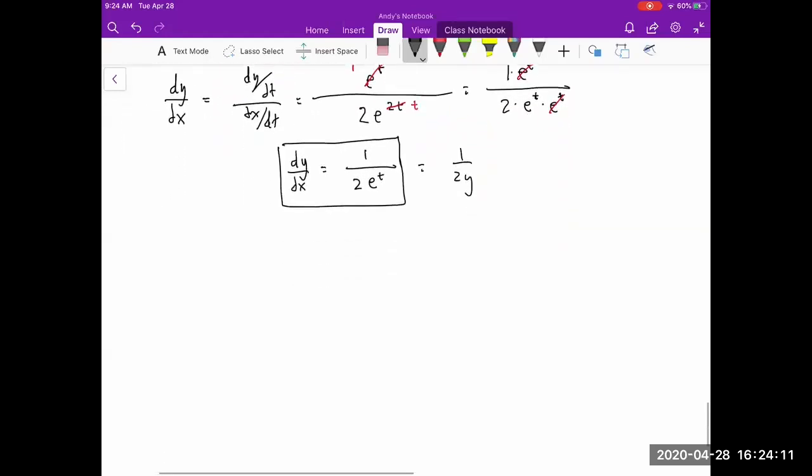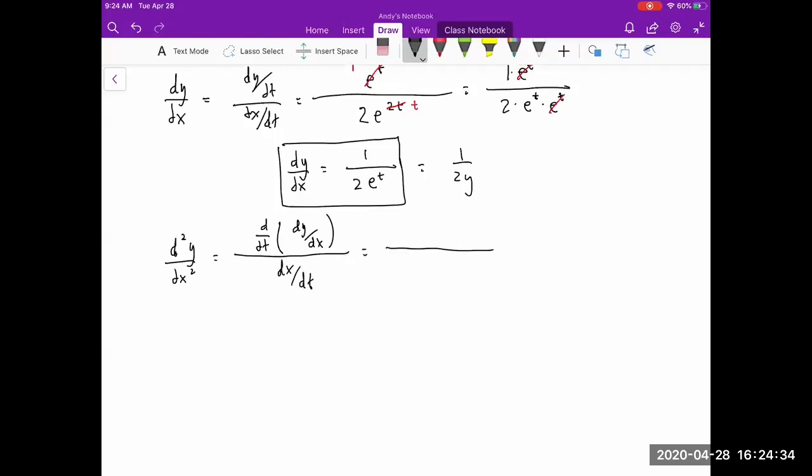For the second derivative, d squared y over dx squared, remember that that's d over dt of dy over dx, over dx over dt. So dx over dt is the same original denominator before cancellation, 2e to the 2t. For the derivative of dy over dx, I guess we'd have to use chain rule.